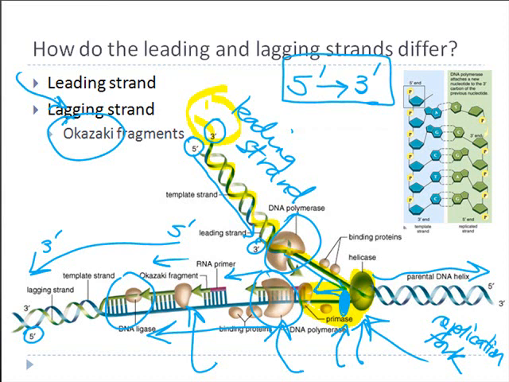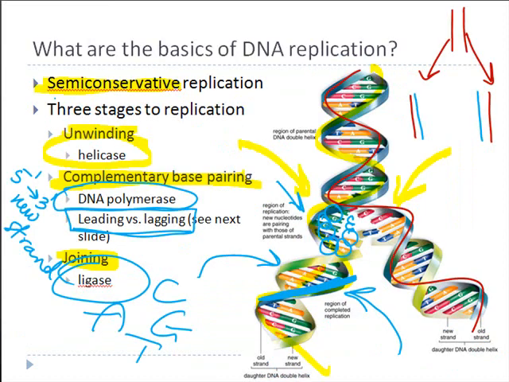Now, there's one important point that I have not yet mentioned here, and I want to back up to the previous slide and mention this. Before DNA polymerase can begin to do its complementary base pairing, something special has to occur. DNA polymerase cannot attach directly to DNA. I'm going to say that again. DNA polymerase cannot attach directly to DNA. Instead, DNA polymerase must first attach to a small sequence of RNA, and then it can begin to synthesize DNA.